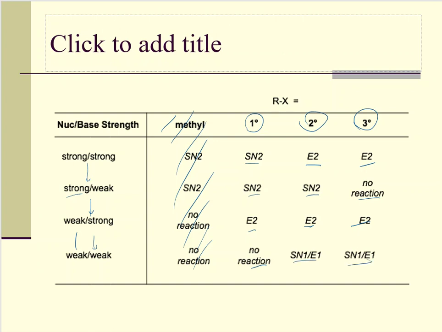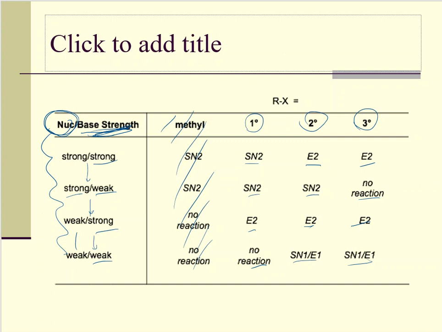SN1E1s, SN1E1 combos. So this is just kind of a summary. It might actually be confusing for you, and if it is, don't write it down. But what they're doing is looking at nucleophiles and base strengths, and pairing them up in a different way.